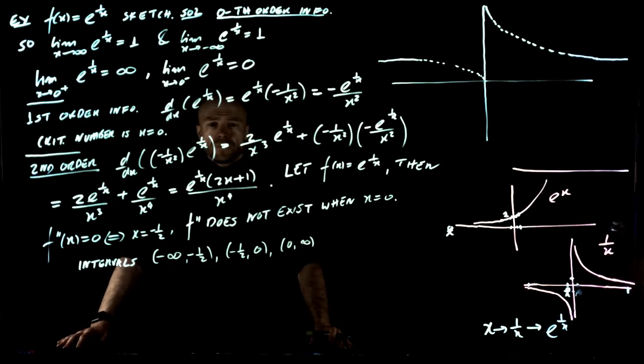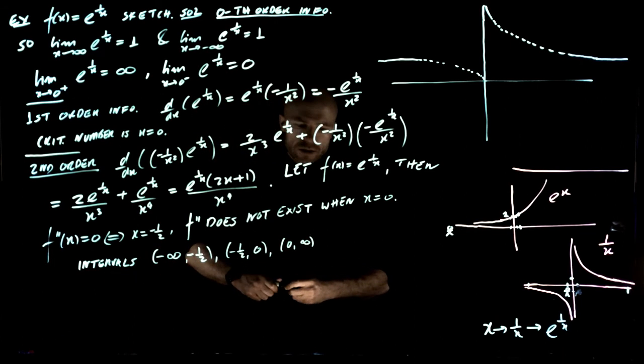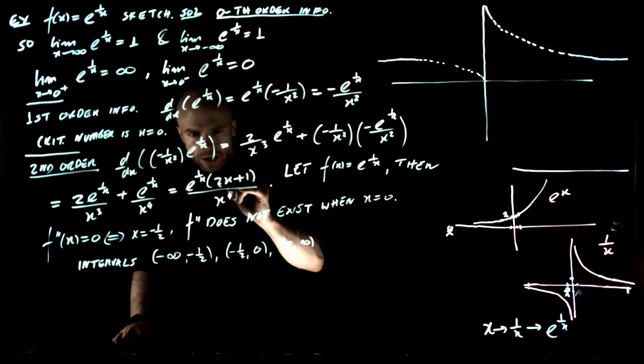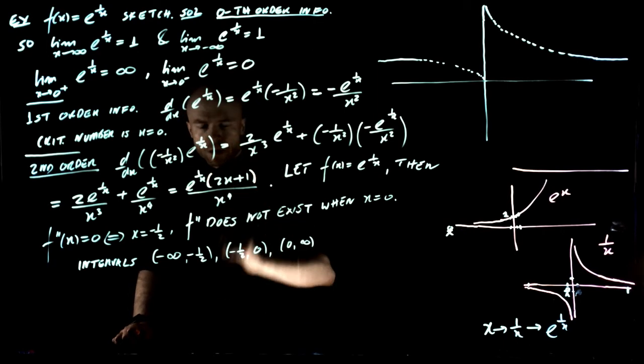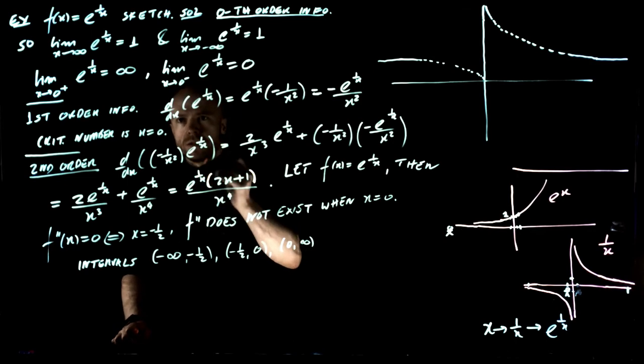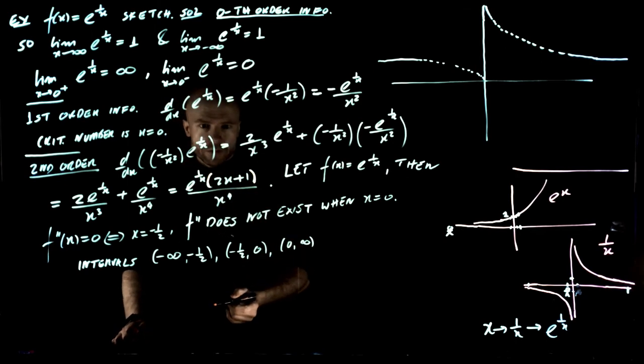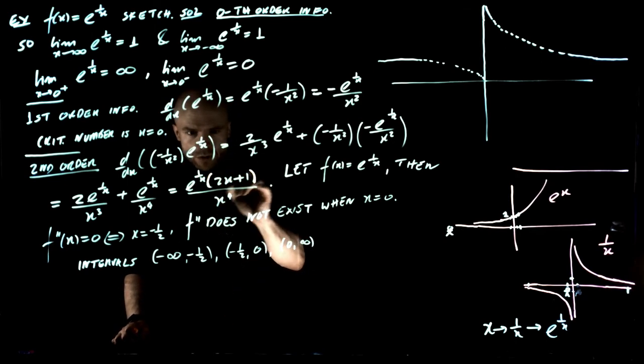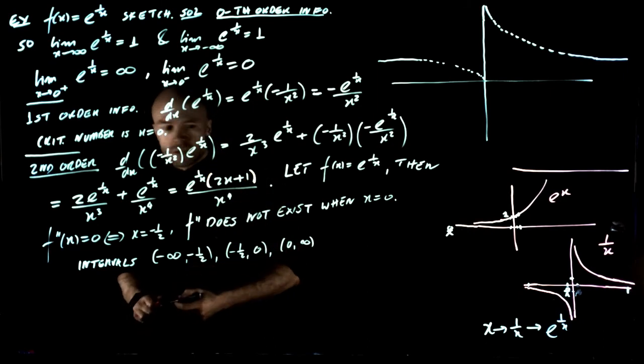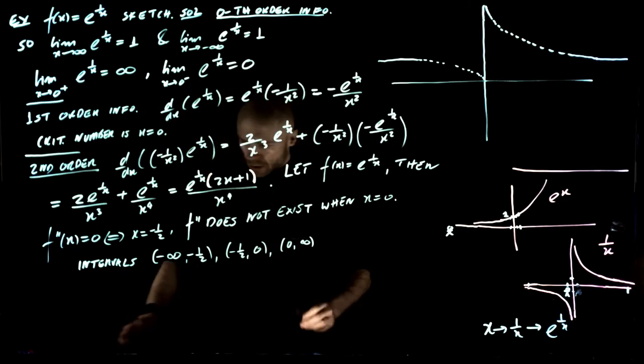And we could make a table, just like we did before, but in this case it's kind of unnecessary, because the only thing that's going to affect the sign will be this part right here. Because e to the 1 over x is always positive, x to the 4 is always positive. So I just have to care about the sign of 2x plus 1 to determine the sign of the second derivative. Yeah?